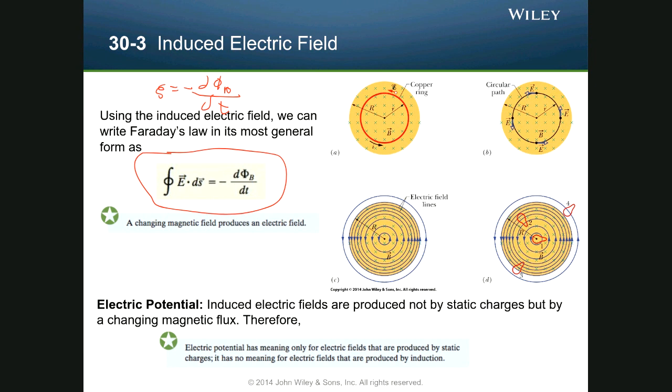So what we find here is that we actually have two physically different sources for EMF. An EMF can be created by static charges, creating a potential difference, or it can be created by a changing magnetic field. Those are our two sources for electromotive forces. And it's the reason why we can't just say the EMF is V.